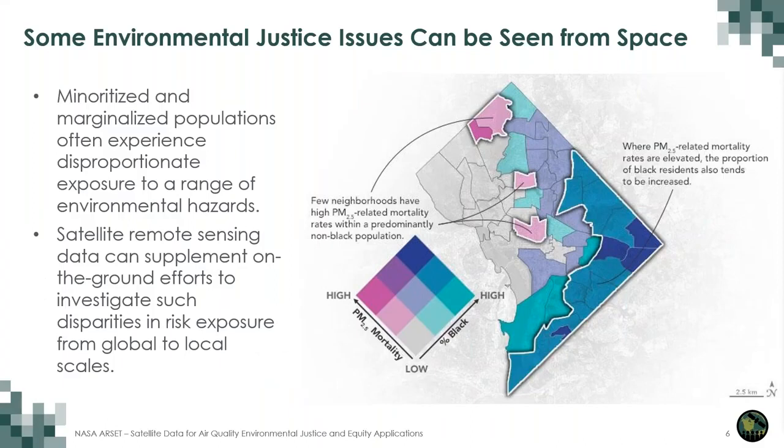Many populations around the world face environmental challenges, including extreme heat, flooding, drought, poor air and water quality, and more. Minoritized and marginalized communities, particularly in the poorest and most vulnerable areas, often experience disproportionate exposure to a range of these environmental hazards. Satellite remote sensing observations, with their unique capability to collect large amounts of information over space and time, can support environmental and climate justice efforts by supplementing on-the-ground efforts to investigate such disparities in risk exposure from global to local scales.